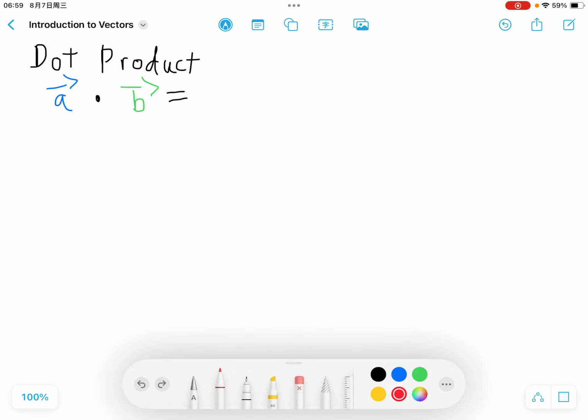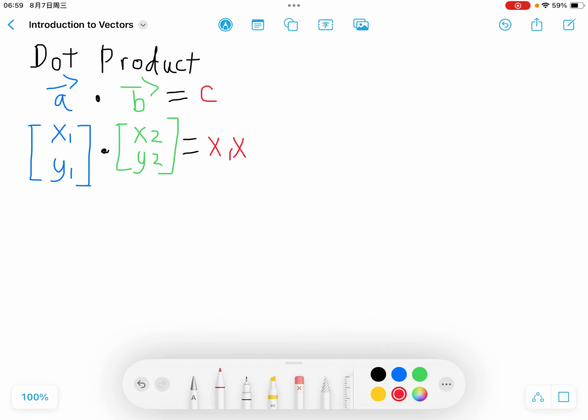vector A times vector B is equal to, so is our answer a vector or a scalar? Now here our answer is actually a scalar. So how does this work? So that C is actually a scalar, not a vector. So let's say I have x1, y1 dot x2, y2. The answer here is going to be equal to x1 x2 plus y1 y2.